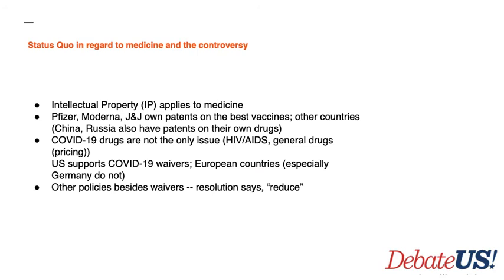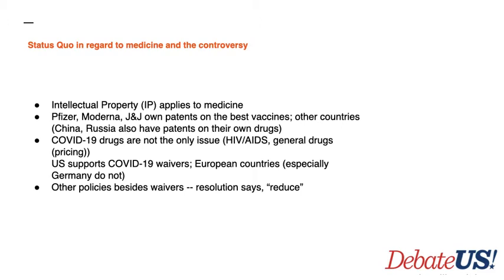Now, what is the status quo as it relates to medicine and the controversy? Well, first of all, intellectual property protection does apply to medicine. If a company creates a new medicine, they're generally going to file for a patent, and they have exclusive right to the distribution of that medicine. That production will usually involve some trade secrets. And of course, in their materials, they're going to have trademarks and copyrights. So that's less of a core element of the debate. We're really mostly talking about patents and to some degree trade secrets.